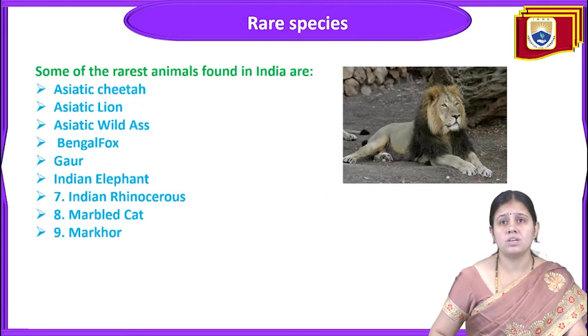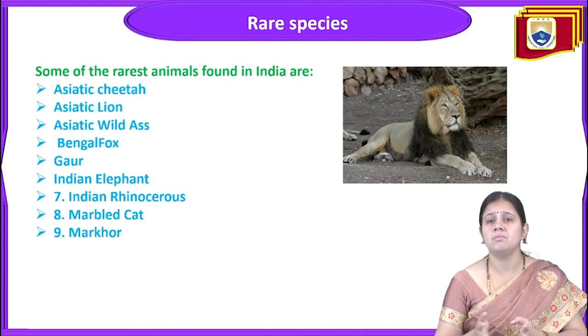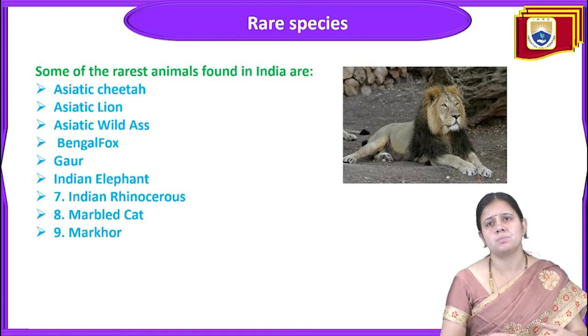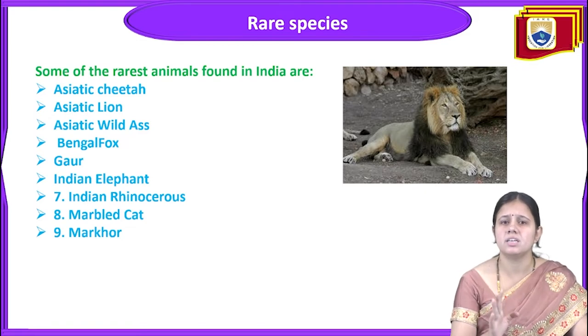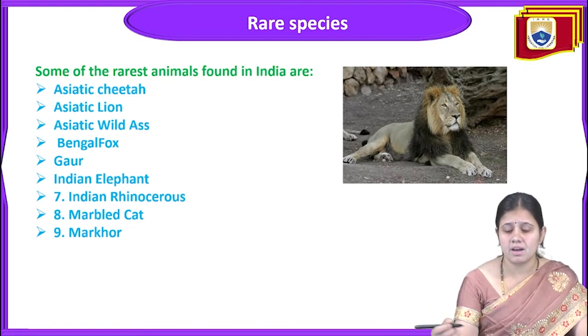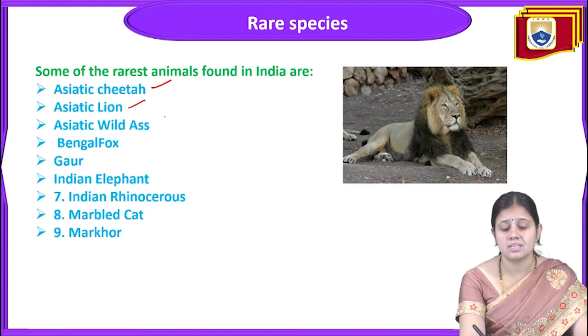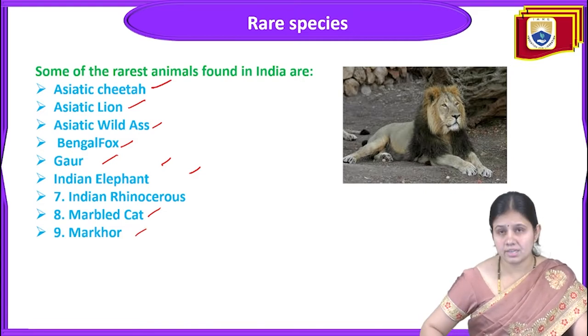Now this is the example for some of the rarest and some of the endangered species, meaning those species that come under the category of endangered, that are going to be extinct, or that are very rare species, endemic to India, with a risk of extinction in the coming future. These are common examples of the rarest animals of India: the Asiatic cheetah, Asiatic lion, Asiatic wild ass, Bengal fox, gaur, Indian elephant, rhinoceros, marbled cat, markhor. All these are examples of rare species in India.